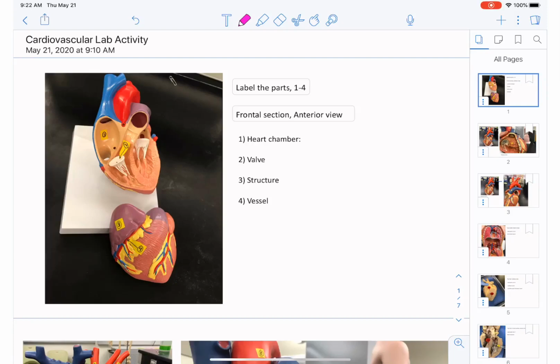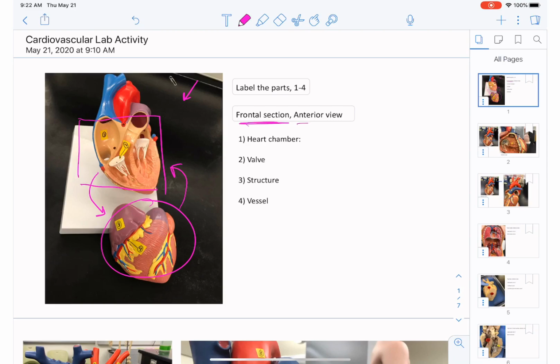Okay, let's go ahead and review this cardiovascular lab activity. And we're going to start with this heart model. One of the first things that's important to do is to orient yourselves. So first off, this is a frontal section of the heart. They've basically taken this heart in a frontal plane, and this is the piece that they removed from it. And so this piece basically fits on top of the heart there.